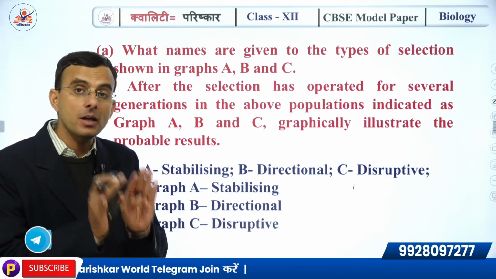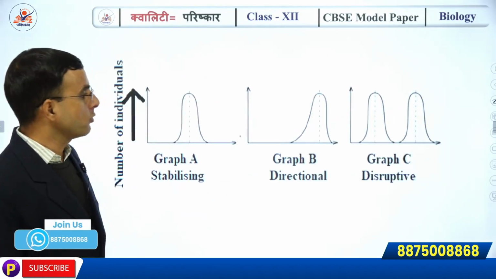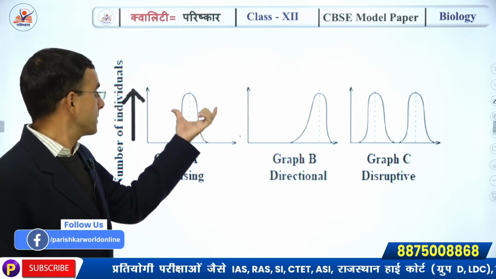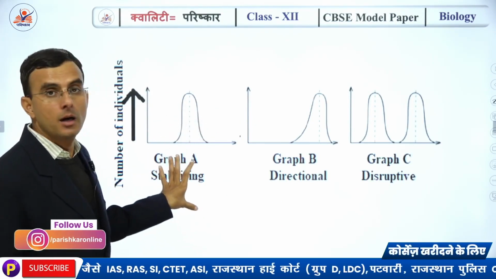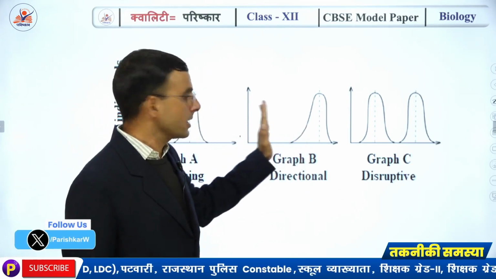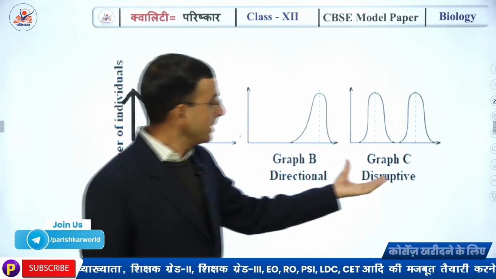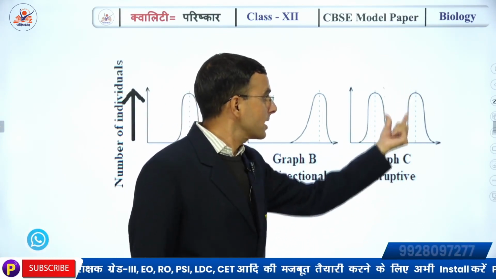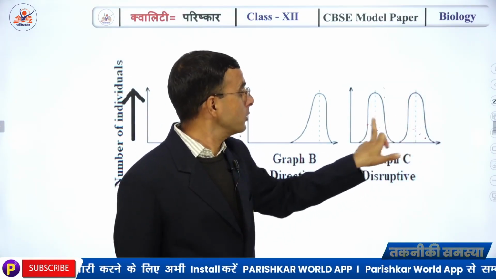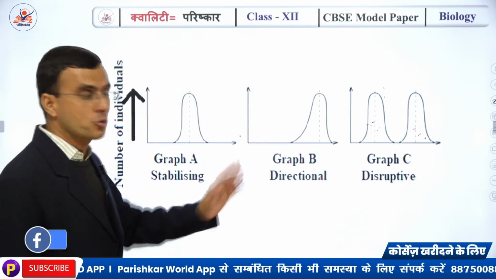That means after natural selection is acting on these, what is the conclusion? Look at this one. In the first graph we have not selected the species from both sides, so that is the conclusion of natural selection. In the second one we are not selecting species from one direction, so graph B is directional. And in the third one we are not selecting the species from the middle, so it is a disruptive graph for natural selection. So these are the three graphs after natural selection acts.